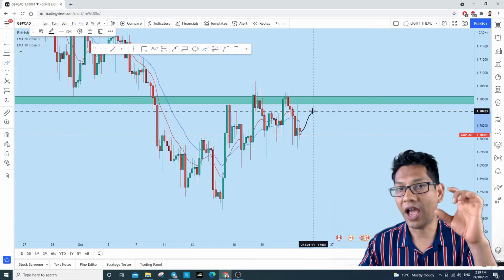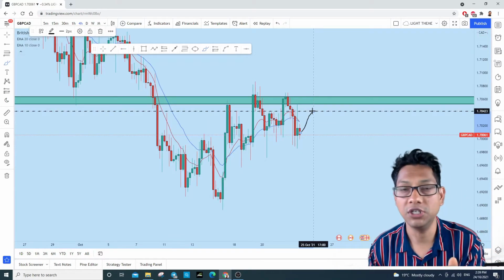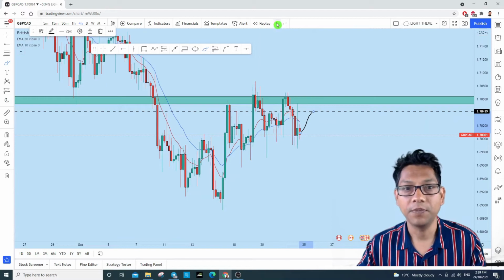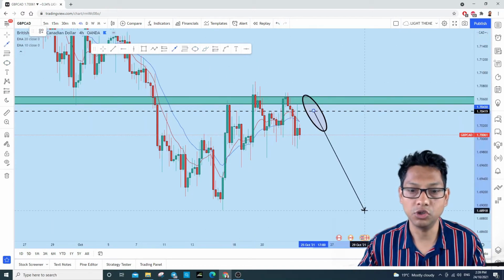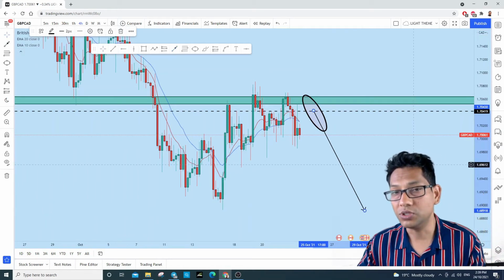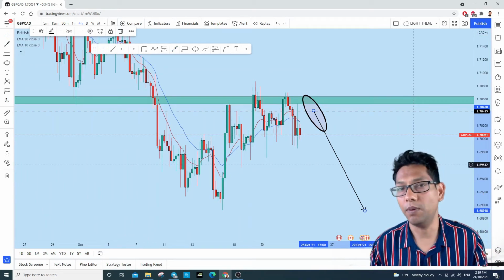This line is where the half of the weekly doji week. So from here we can expect a drop from this zone to the downside, and this is a high probability setup.